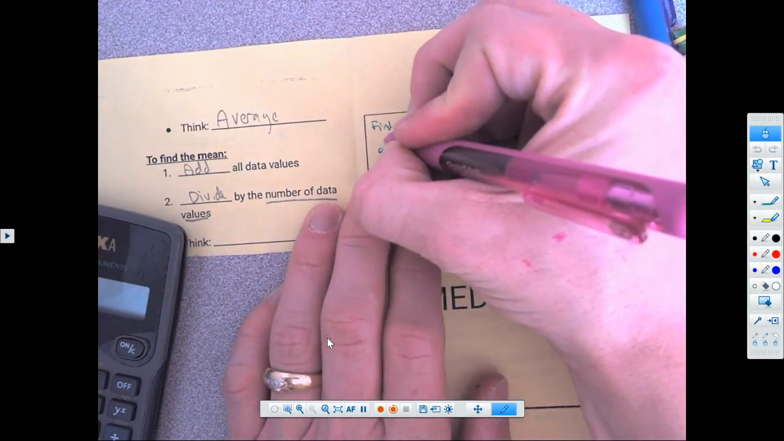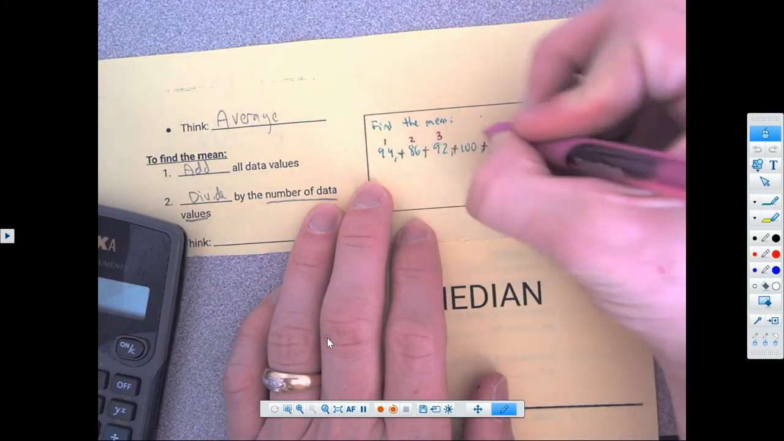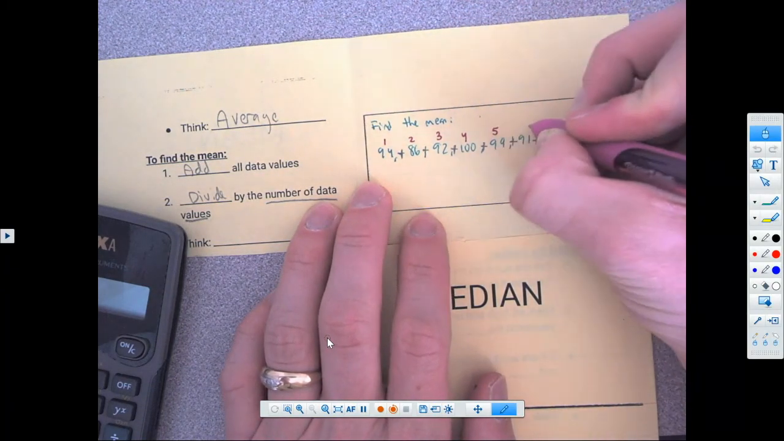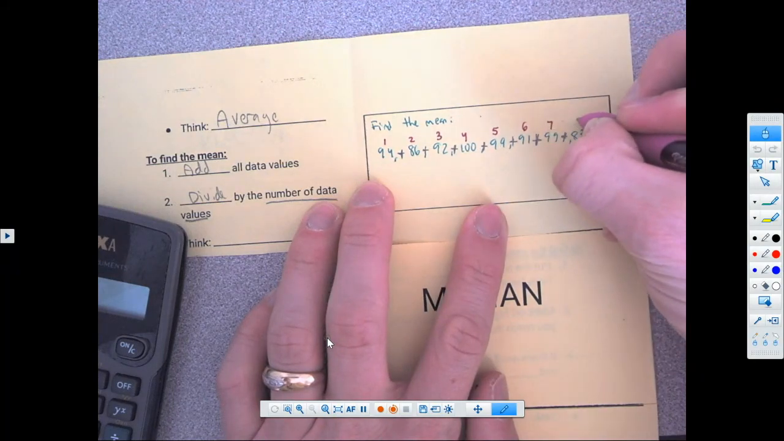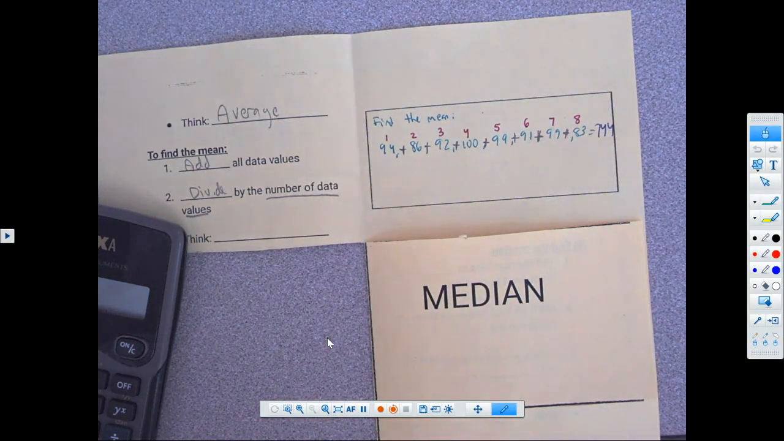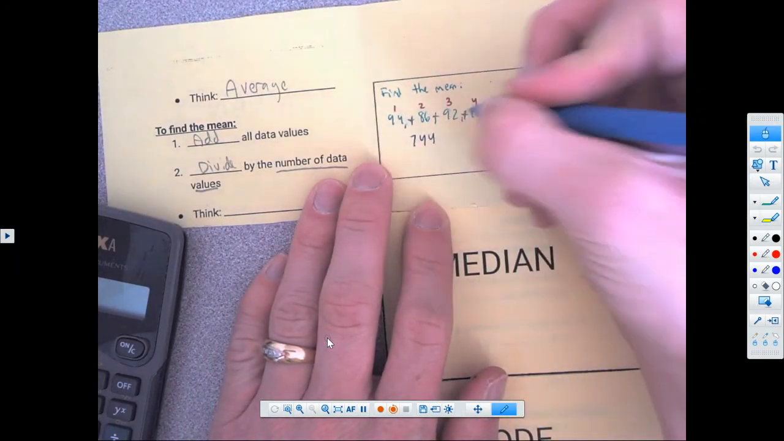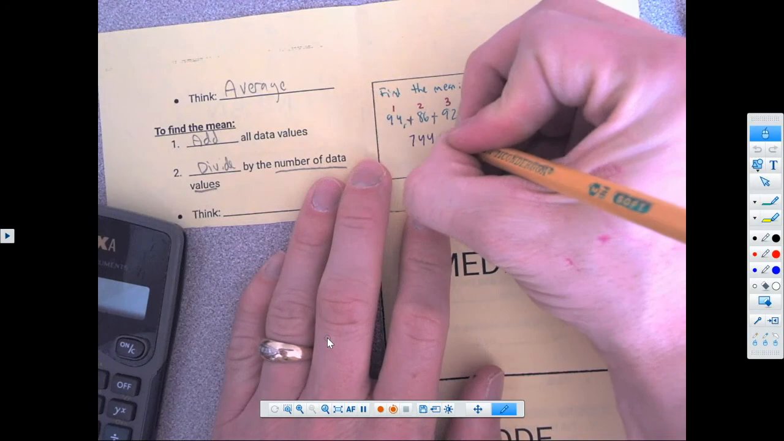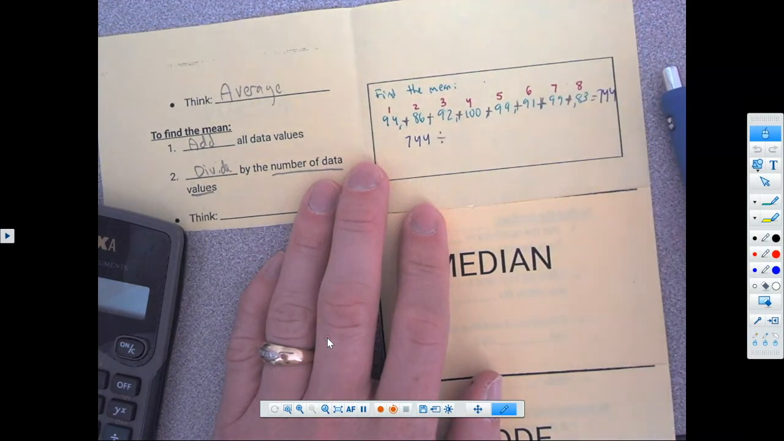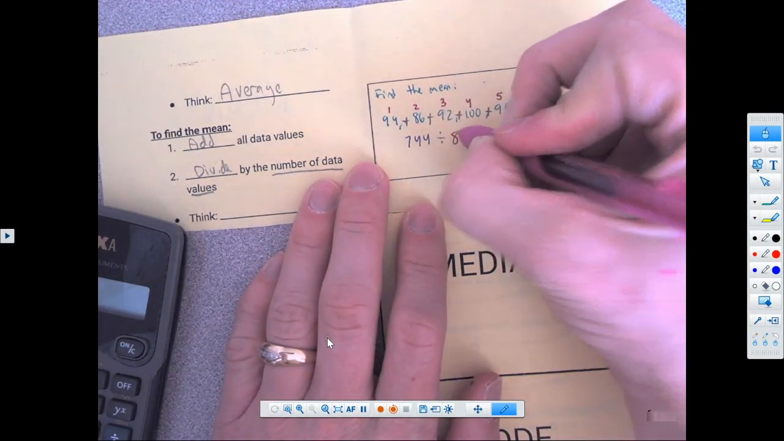So look, I have 1, 2, 3, 4, 5, 6, 7, 8. So I have 8 data values. So I've added them all up. I got 744. We're going to divide that by the number of data values, which is 8.